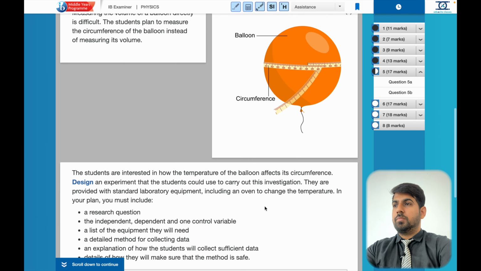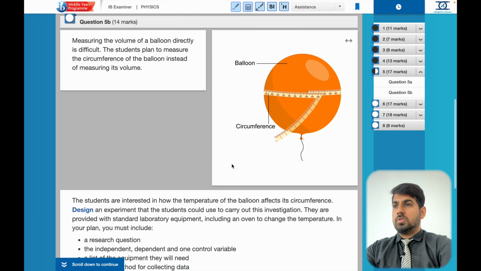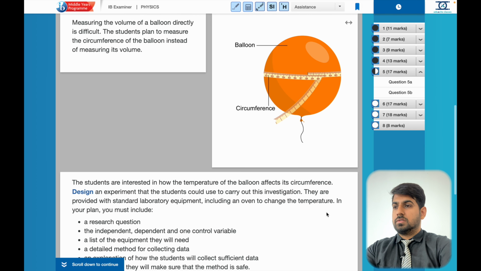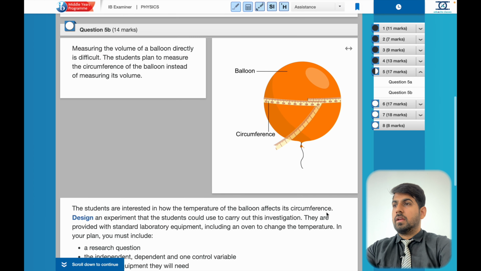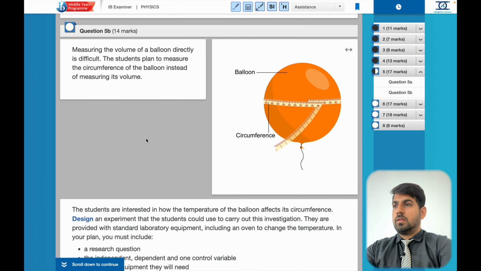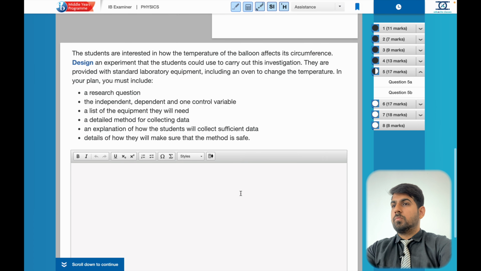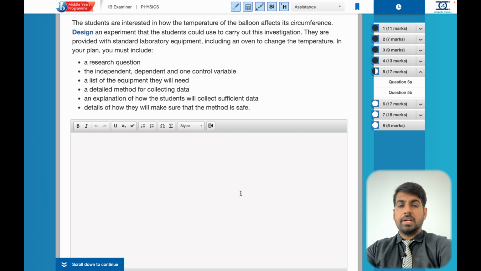Now question 5b, just pause the video and watch. Now the question 5b: measuring the volume of the balloon directly is difficult, so the students plan to measure the circumference of the balloon instead of measuring its volume. So this is the way they are measuring the circumference of the balloon. Now pause the video and you can write down with me, and then we can discuss the whole design of the experiment for this particular question 5b. Okay.